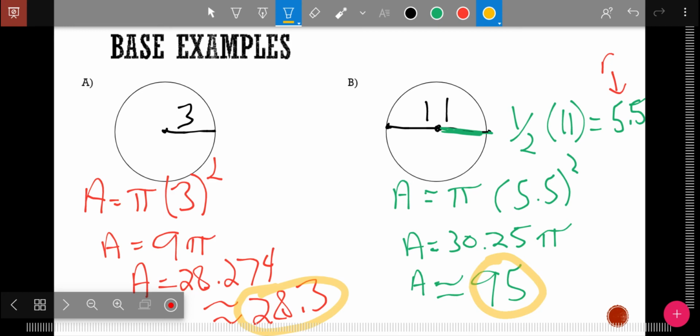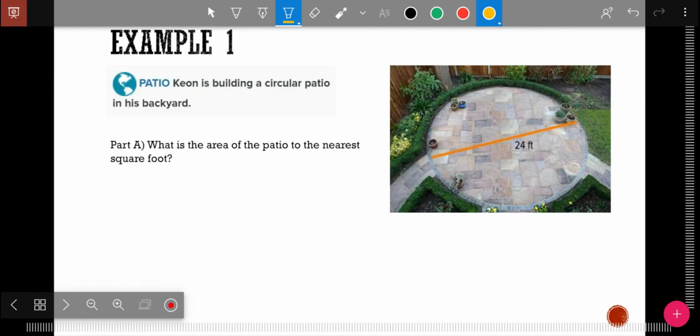Let's look at their first example. Keon is building a circular patio in his backyard. It's a beautiful looking patio. It's got a diameter because it goes all the way across. This line goes all the way across. So the diameter is 24. And so if the diameter is 24, what is the radius? Well, if the diameter the whole way across is 24, then halfway across is just going to be 12. So r equals 12.